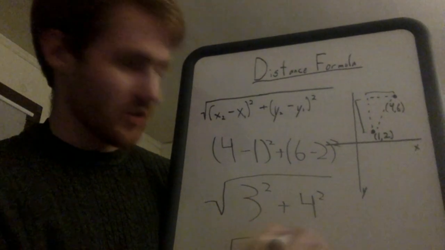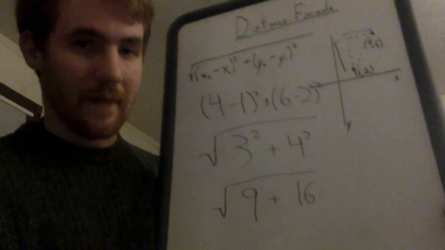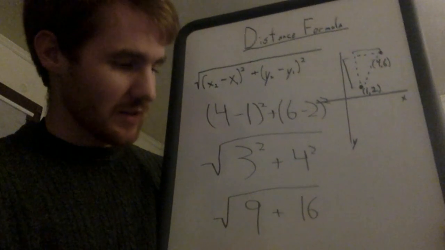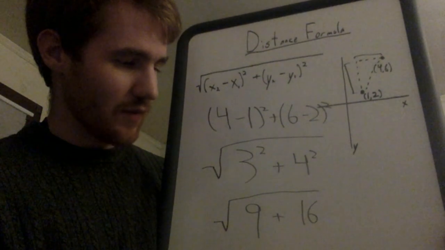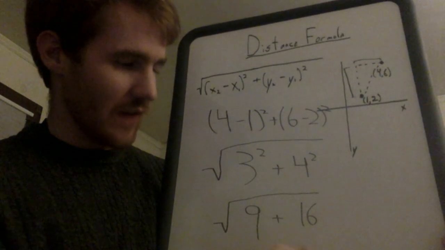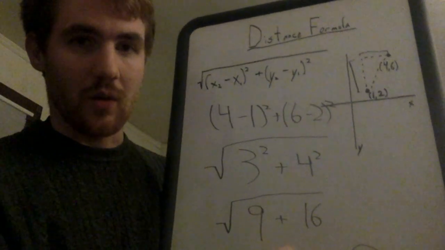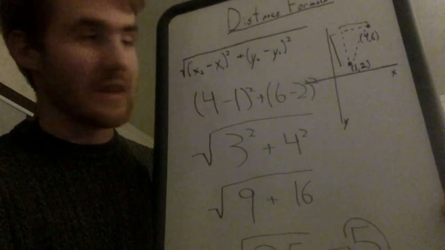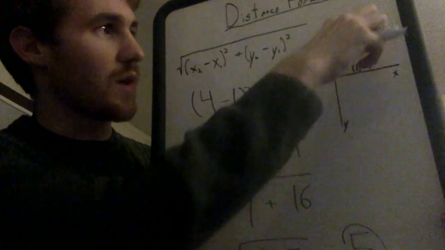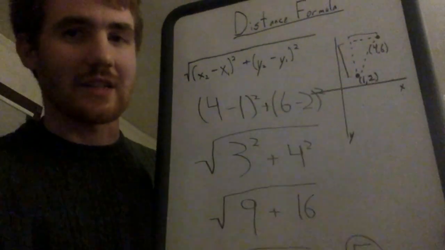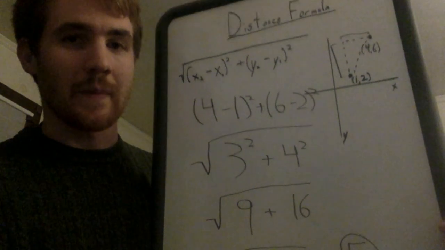Again, we've still got this all under the square root. And then ultimately 9 plus 16 equals 25. The square root of that is equal to 5. So the distance between these points, (1, 2) and (4, 6), is 5 because that's the length of the hypotenuse.